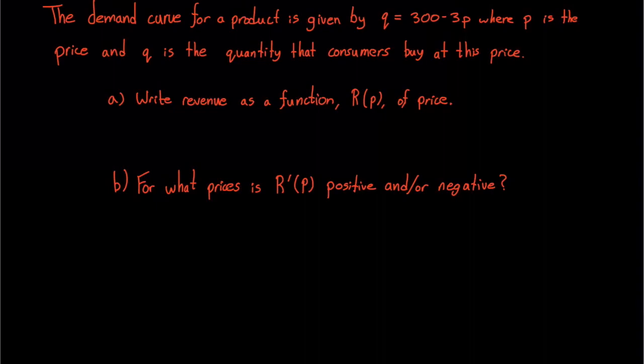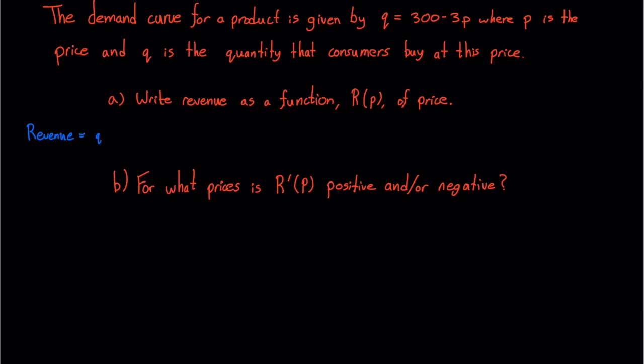The demand curve for a product is given by Q equals 300 minus 3P, where P is the price and Q is the quantity that consumers want to buy at this price. So first it wants us to write revenue as a function R of P of price. But before we do that, we need to understand that revenue equals the quantity times the price. This is something you have to memorize. So we're going to apply this right here.